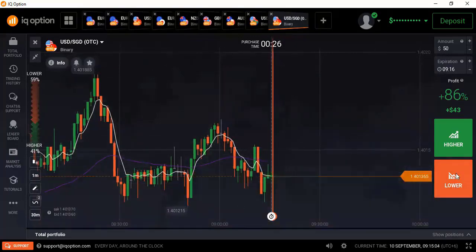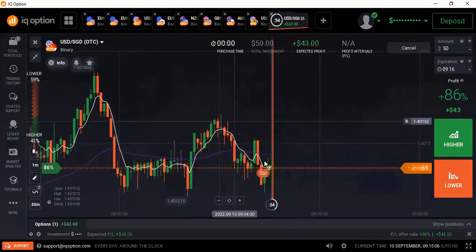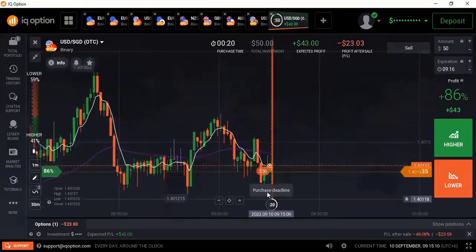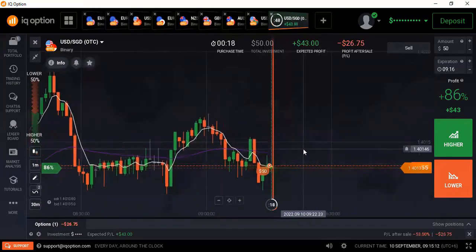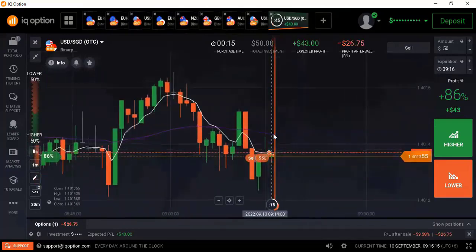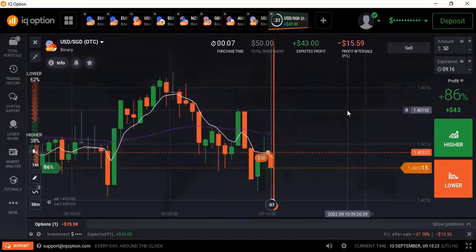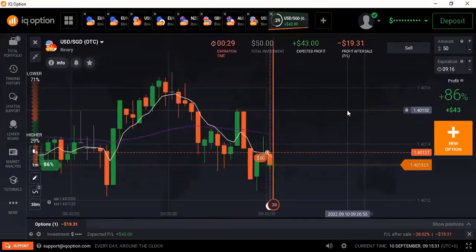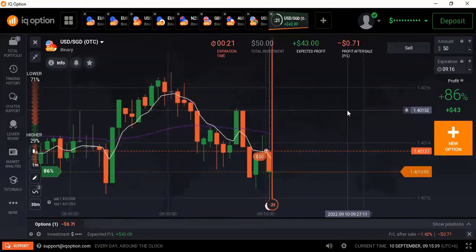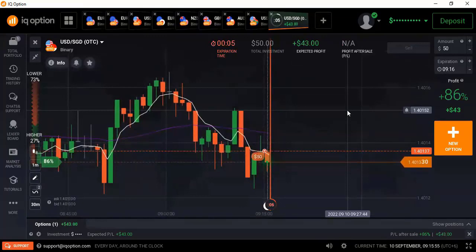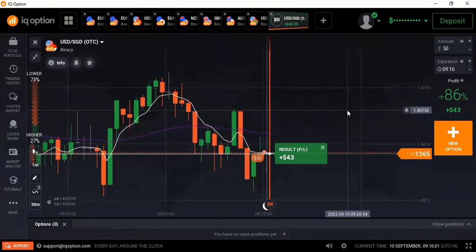Okay, so I can place a trade here for 1 minute in the downward direction. I think the market will fall down from this area. So let's see what will happen here. I think I will win this trade. After 1 minute, the market will close below my entry point. So let's see what will happen. Yes, this was my winning trade.